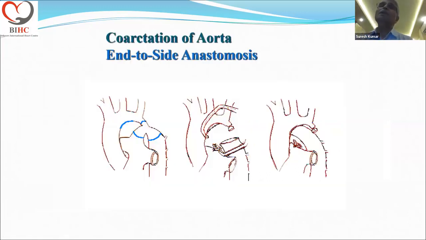And when the proximal arch is also hypoplastic, that is when the surgeon likes to go on pump, go from the front, give antegrade cerebral perfusion, move the descending aorta to the proximal concavity of the arch, and actually do an end-to-side anastomosis of the descending aorta to the proximal arch.